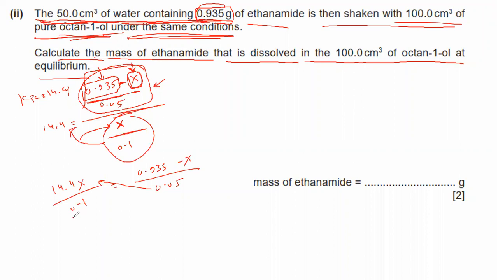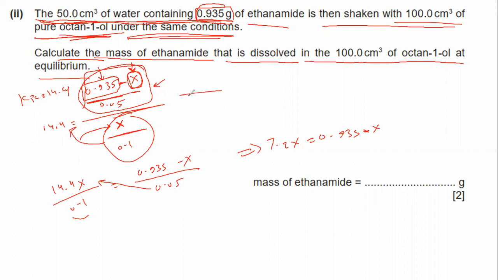And then divide by 0.1. So you end up with 7.2x equal to 0.935 minus x. I did this one before, so I have the final answer. But it is just simple math.